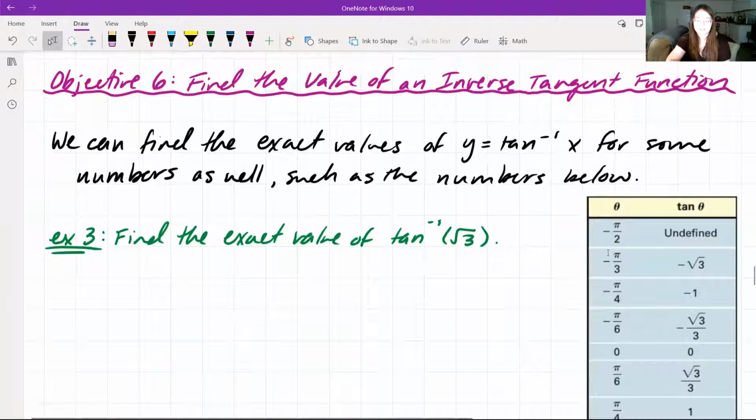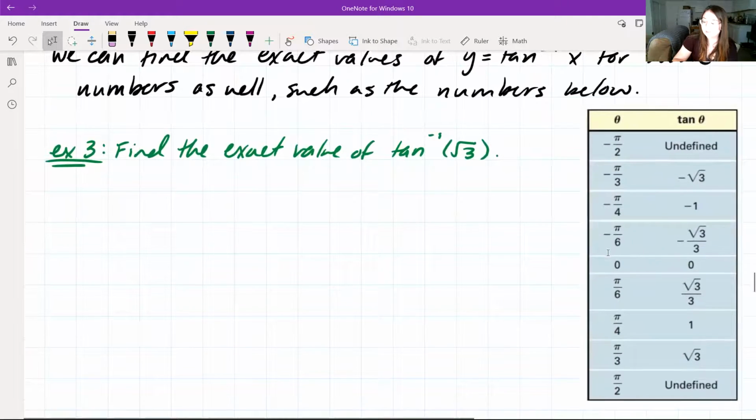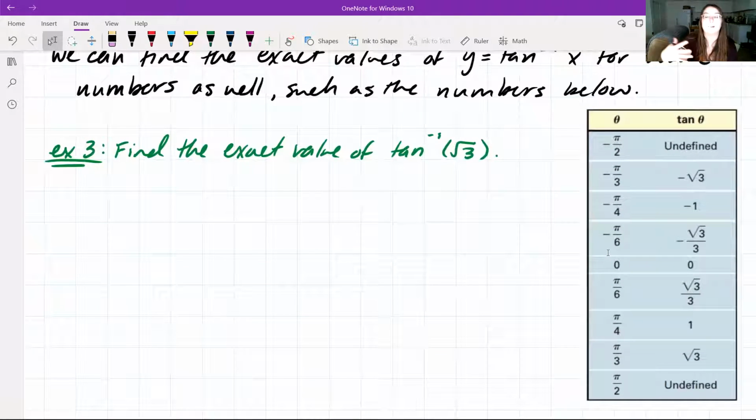All right, objective 6. We want to find the value of an inverse tangent function. Just like our previous examples, we can find these exact values of y is equal to tangent inverse of x for some numbers as well, such as the numbers below in our table here. The numbers in our table are easier values to find the inverse trig function of. They are more simple values. They correspond to the values that we're already somewhat familiar with, and that's why we can go ahead and use these tables for them.